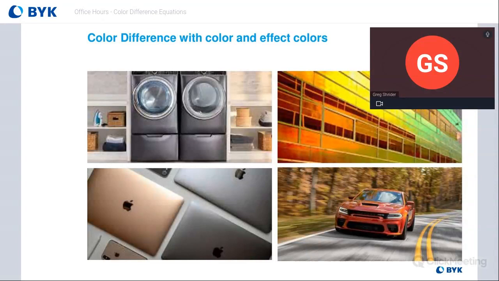So what happens when we have color difference with color and effect colors or effect pigments, whether you're doing personal communication devices or washing machines or building materials or automotive colors? Things change because there's effect pigment in the formula and color begins to travel. In other words, it changes by angle, and that's part of the design.